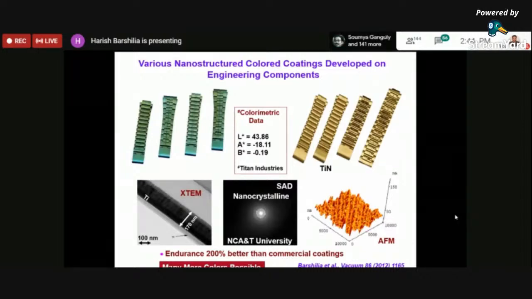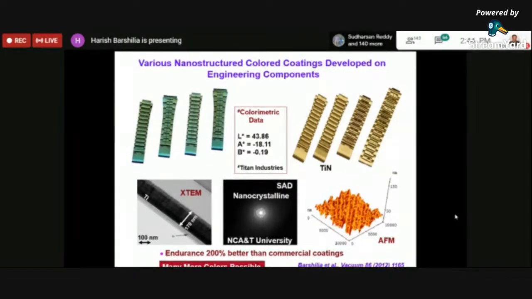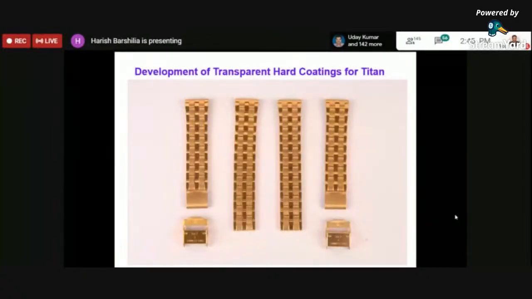You can have any other kind of colors. For example, you can have green color, black color, brown color, golden color. Any kind of color, depending upon the flow rate of the reactive gases, which you can control. You can flow nitrogen. You can flow methane. You can flow a combination of nitrogen and oxygen to achieve various kinds of colors.